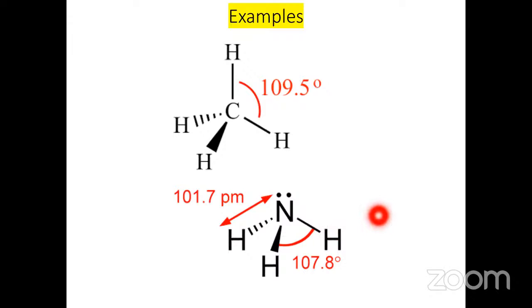What is the reason? Here the nitrogen has one lone pair. As I told you, the lone pair-lone pair repulsion is greater than the lone pair-bond pair repulsion, and the lone pair-bond pair repulsion is greater than the bond pair-bond pair repulsion. Since nitrogen has a lone pair, the lone pair-bond pair repulsions are greater, and that is why the bond angle is reduced from 109.5 degrees to 107.8 degrees.